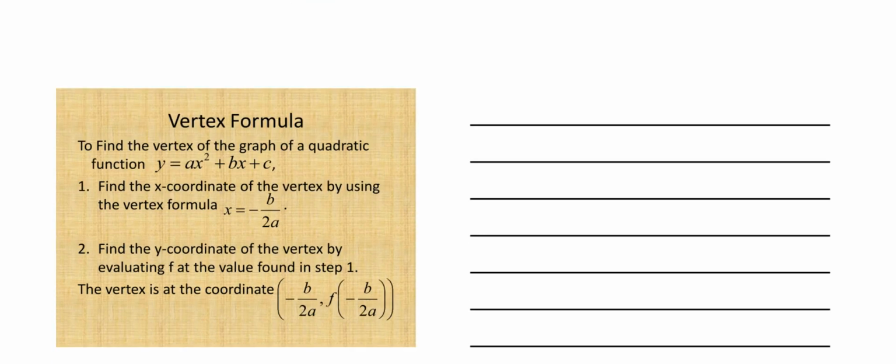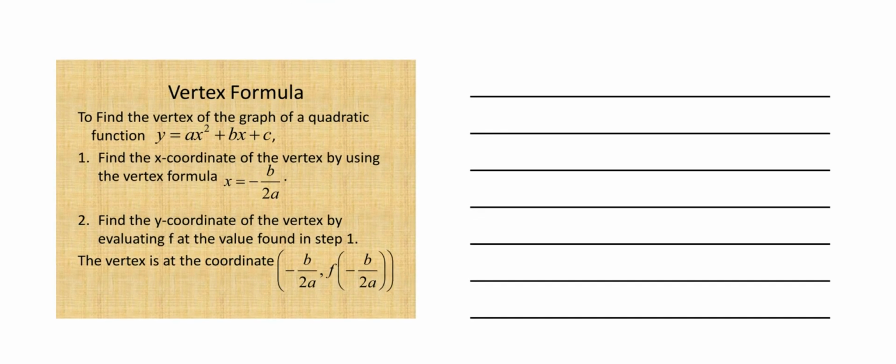It wouldn't work. But if we know the equation in the form of y equals ax squared plus bx plus c, well, then we can use this technique. So step number 1, find the x coordinate of the vertex by using the vertex formula. x equals -b divided by 2a. Hey, if you know the equation, why not use this one instead? It's much, much easier. And step 2, find the y coordinate of the vertex by evaluating f at the value found in step 1. So in other words, same step as the last step that we did in the previous example. So the vertex is the coordinate -b divided by 2a, meaning the x value that you found. And since we previously found the x value, then that means we can plug it into the equation if we have one. Otherwise, we wouldn't be able to calculate the y value.